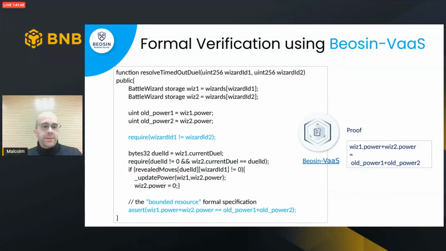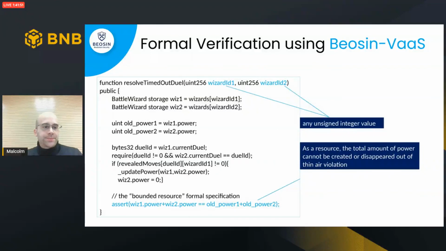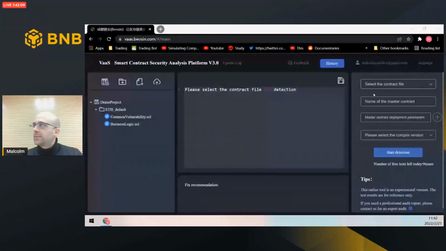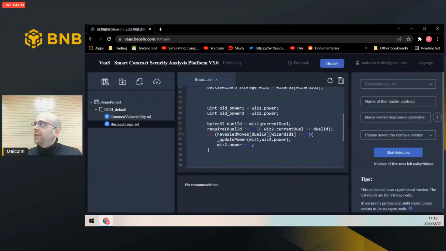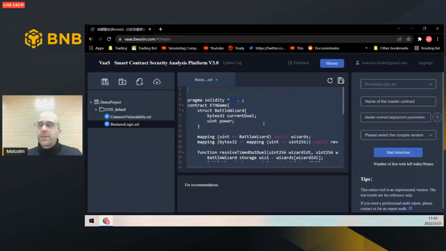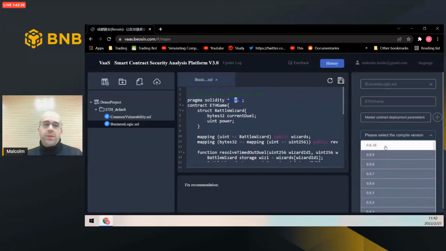So let's go back. By adding this small assertion, let's see how it looks in our platform. Let's share the screen again, and if the host can help me switch over to the browser again, thank you. Here we have the code that was in the presentation, the same game. We will do the same thing here again. We will copy the name of the contract into the right side of the picture here, and we will look at the version number of the smart contract and choose the correct version. We can actually choose the latest version here.